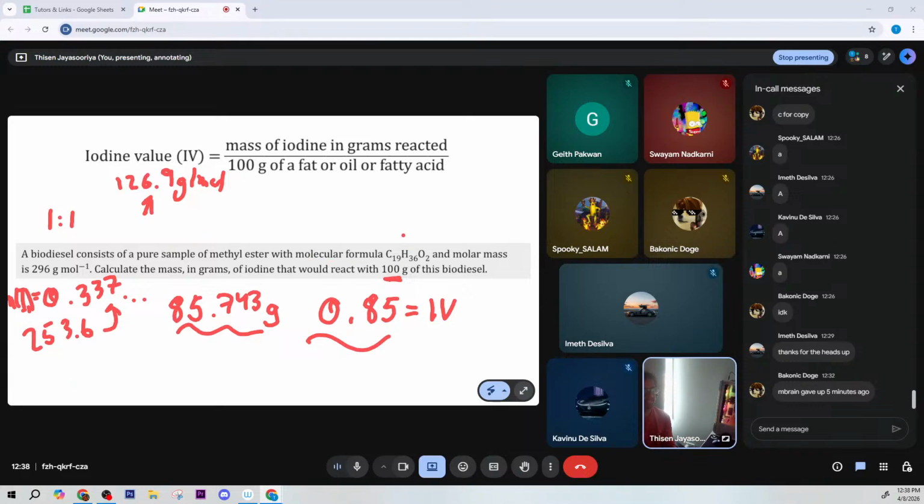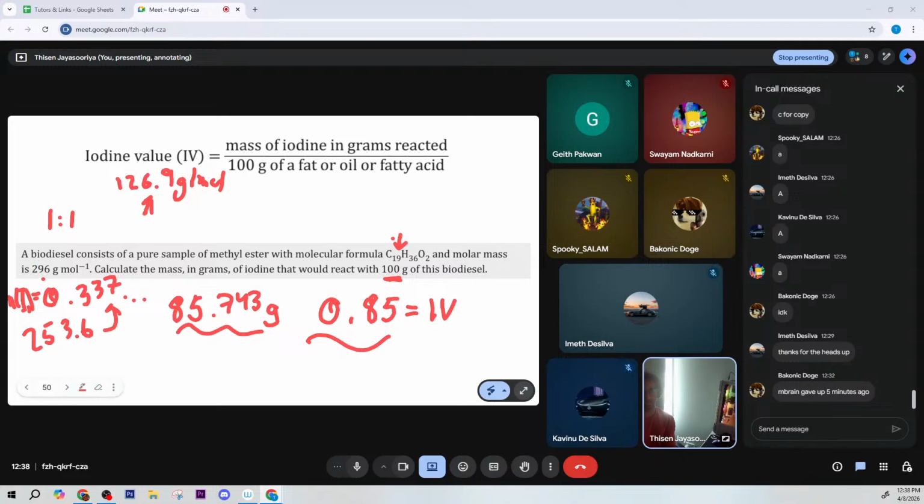First, we figured out what the biodiesel was formed from. Here it's oleic acid, and oleic acid has 1 carbon-carbon double bond. That means we're only going to need 1 iodine to react with it. If it was 2 carbon-carbon double bonds, we'd have 2 iodine. Then afterwards, we assume it's 100, and we find the number of moles of the biodiesel.